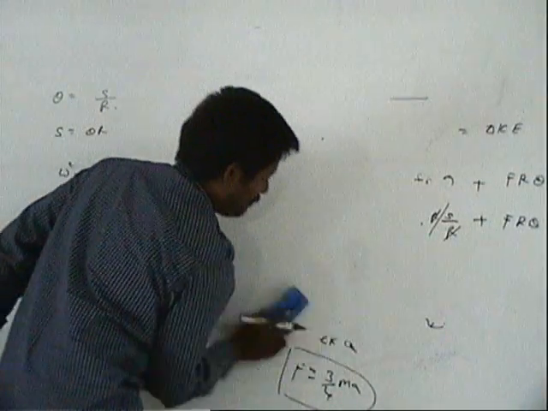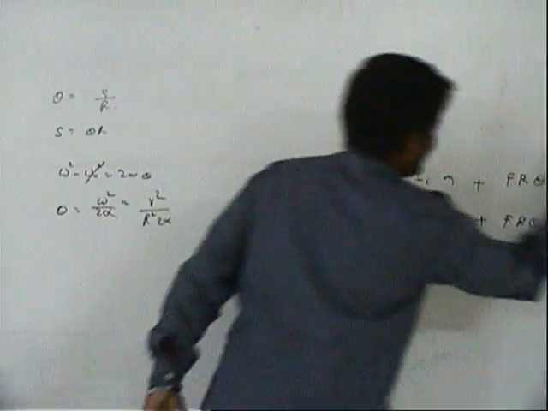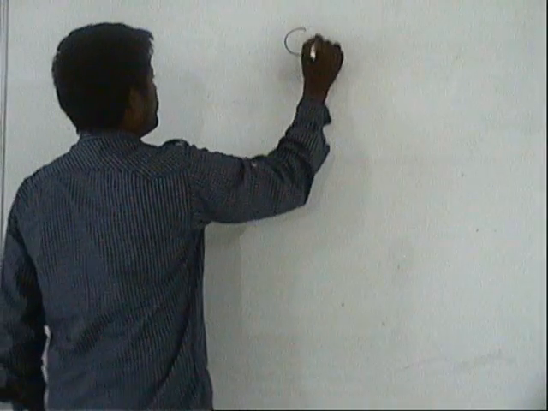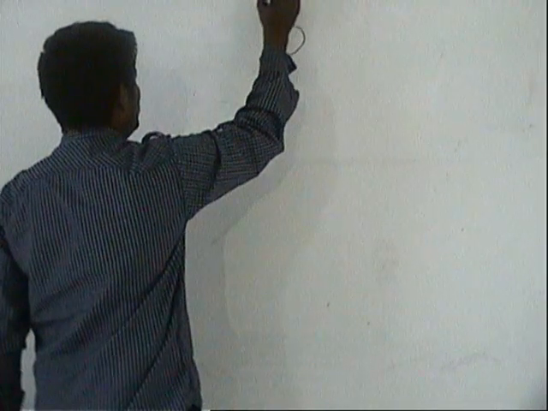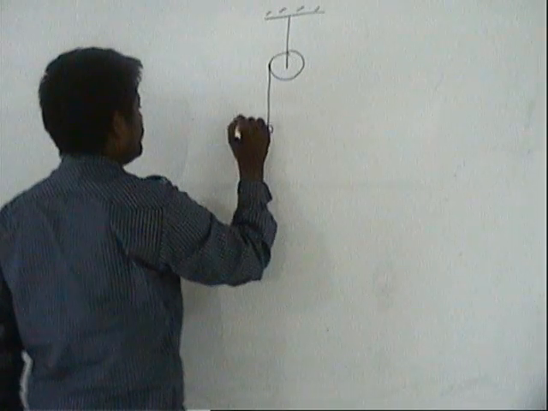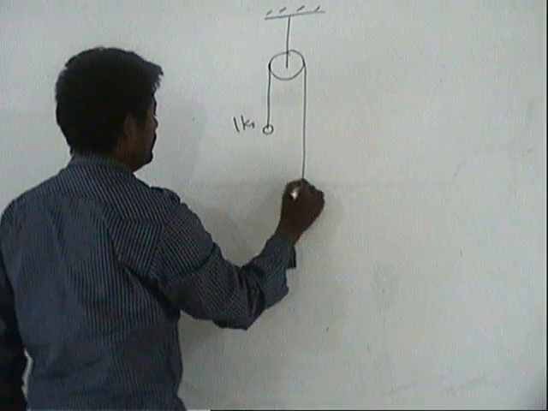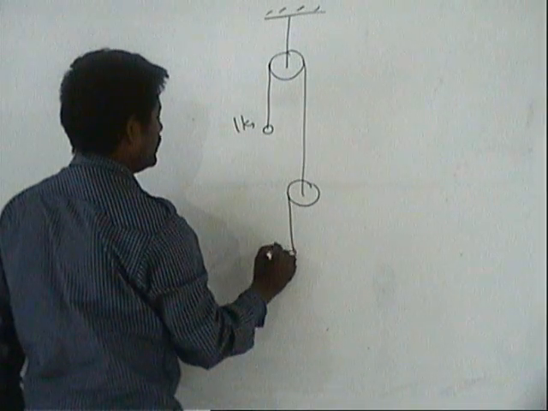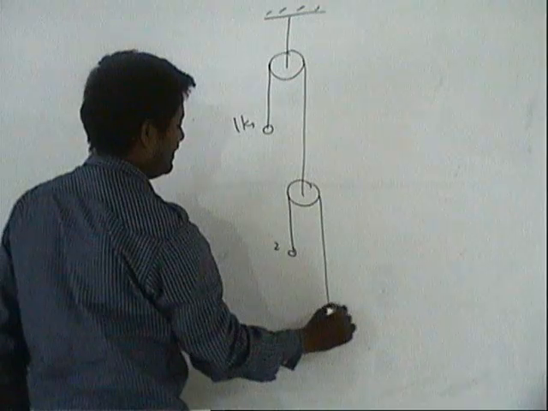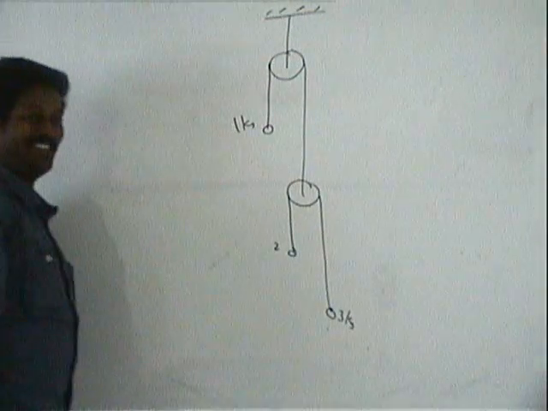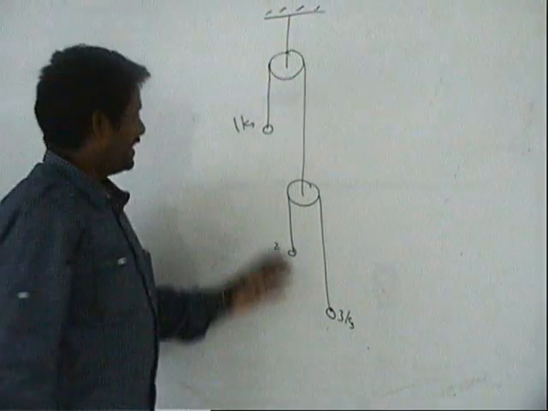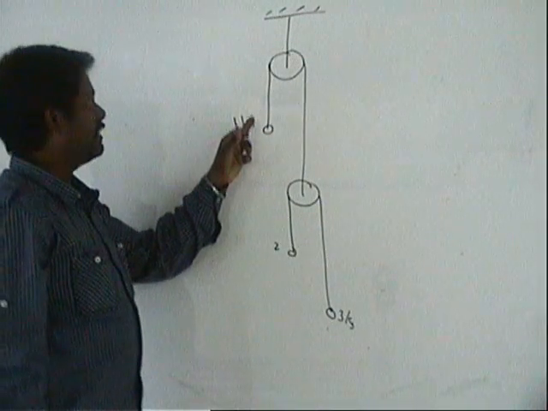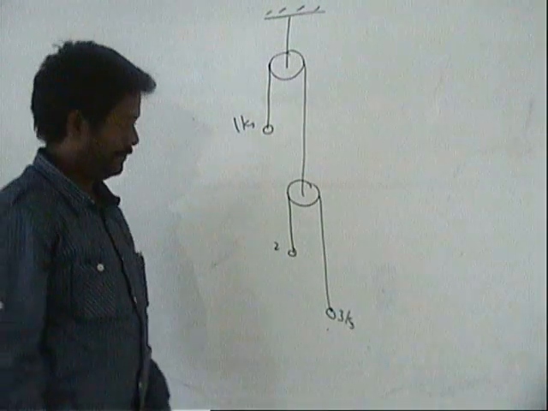I want to present some more techniques which can solve problems in a much easier way. Some problems are there. It's a familiar problem. We have a pulley, a 1 kg body suspended here, and here we have a 2 kg body, and here a 3 kg body. I think you are familiar with this. Now they asked what is the acceleration of this, and after how much time it will hit the pulley.